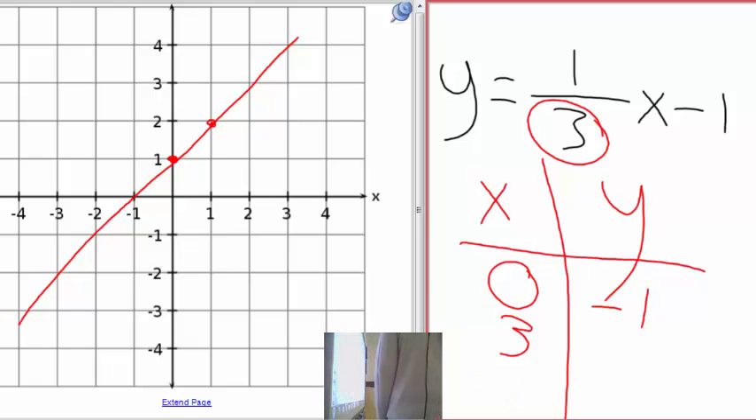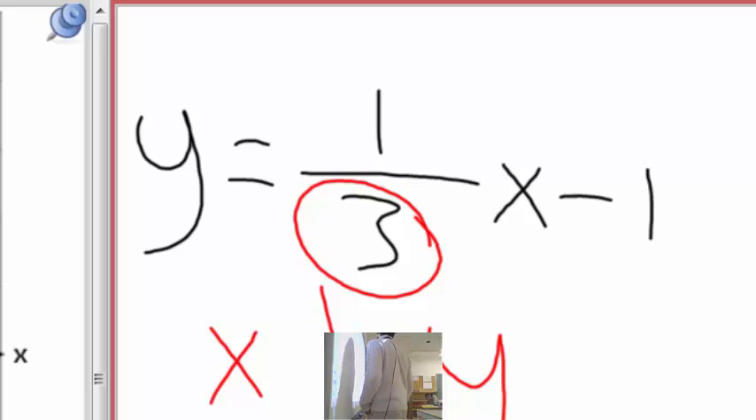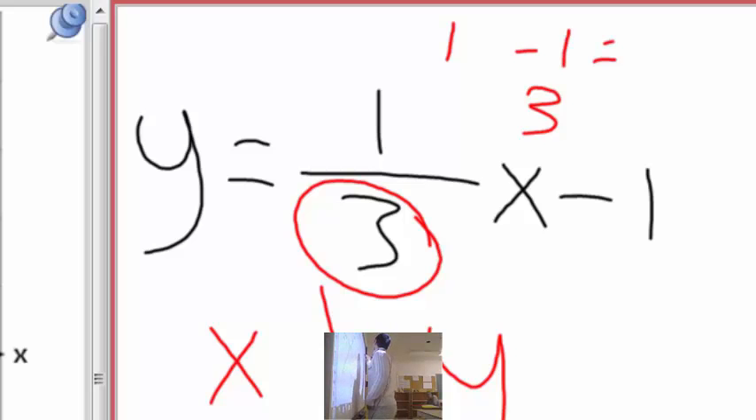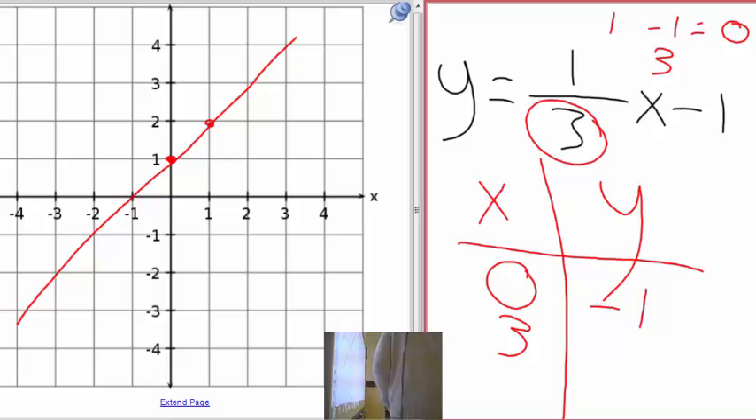And let's calculate. When x is 3, in this case, 1 times 3 divided by 3 will give you 1. And you got negative 1 here, minus 1. The total will be 0. So when x is 3, y is 0. And let's change the color. So those are your coordinates.